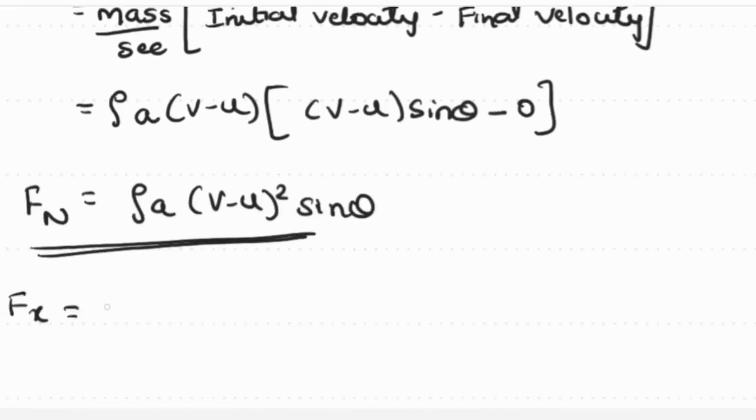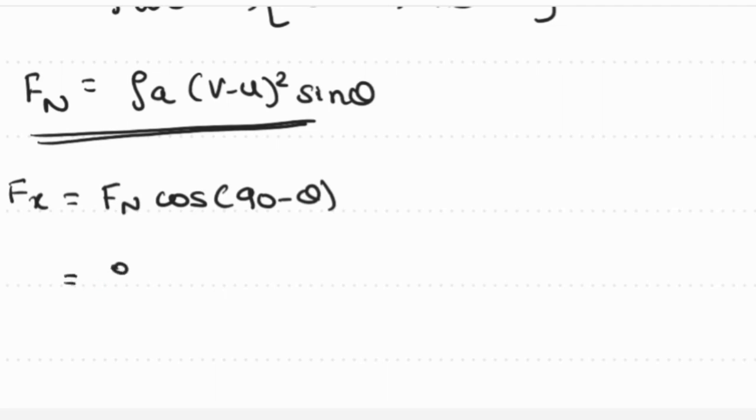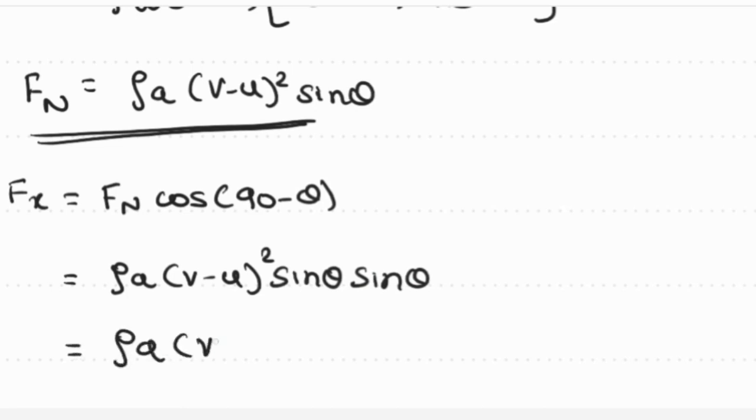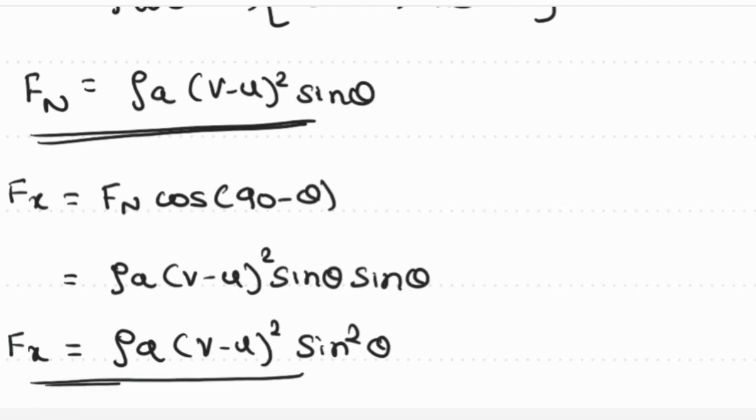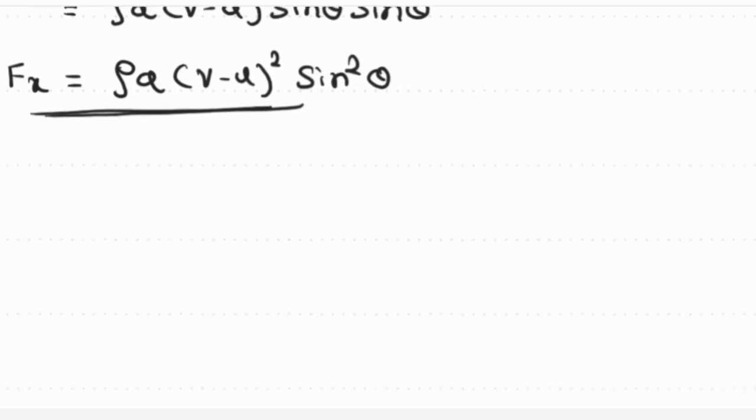Fn into cos of 90 minus theta. Fn we have already derived, rho A v minus u whole square sin theta, and cos of 90 minus theta is sin theta. So we get Fx as rho A v minus u whole square into sin square theta.